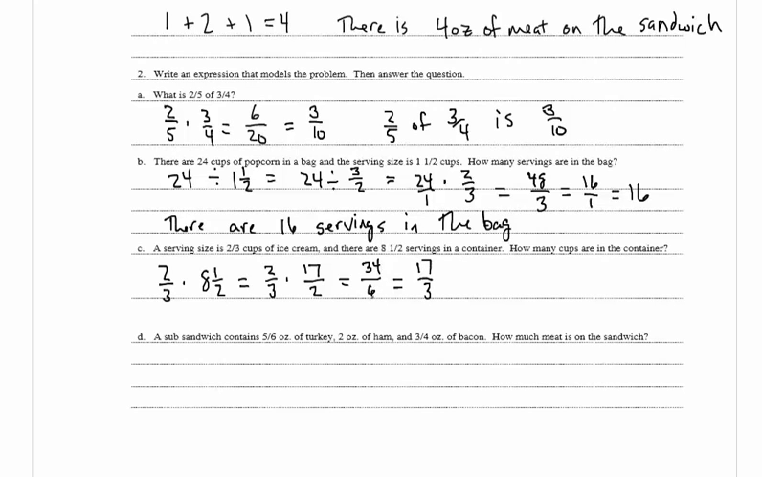34 and 6 are both divisible by 2. And we could also write this as a mixed fraction if you want to know how many whole cups there were and the remainder. So 17 divided by 3 is 5 with a remainder of 2. So we could write this as 5 and 2/3. So 5 and 2/3 cups. So there are 5 and 2/3 cups in the container.